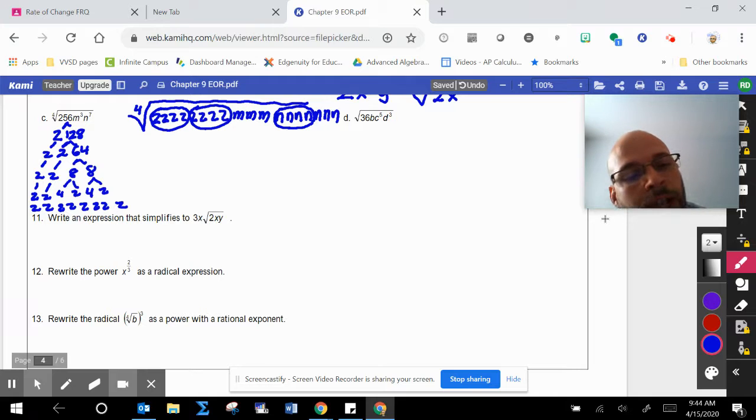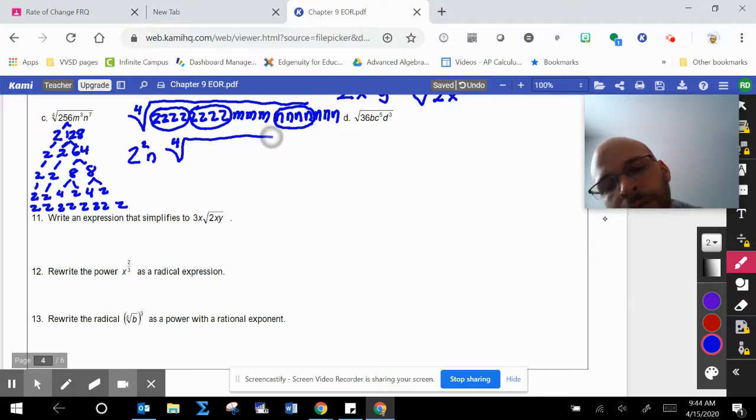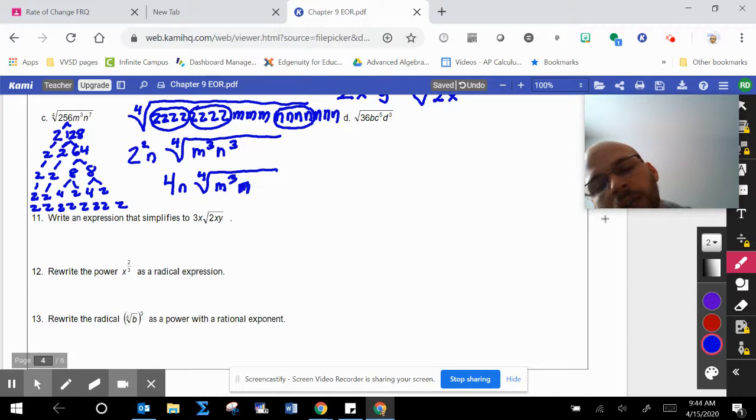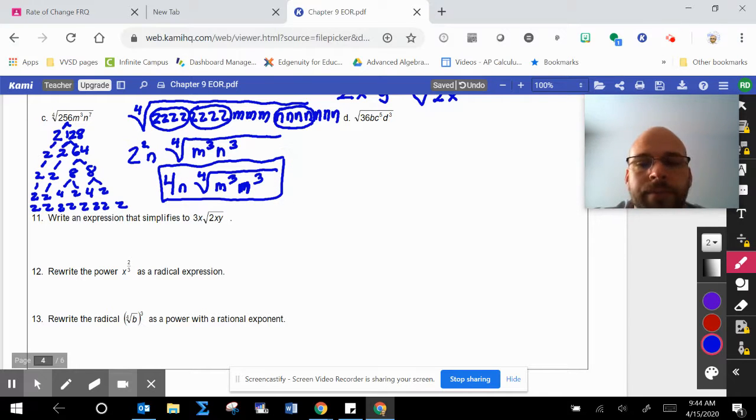So if I do this, I can actually take out 2 groups of 2's. I can take out one group of n's. And then I have the 4th root of still 3 m's on the inside and 3 n's on the inside. Now, I would probably write my final answer here as 4n, because 2 squared is 4, times the 4th root of m cubed, n cubed. And this would be my final answer.